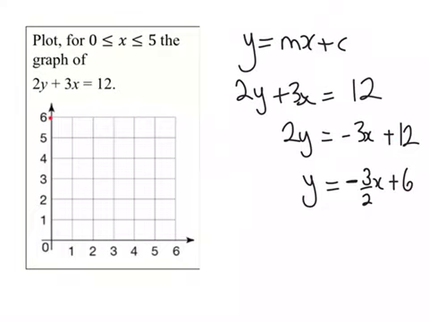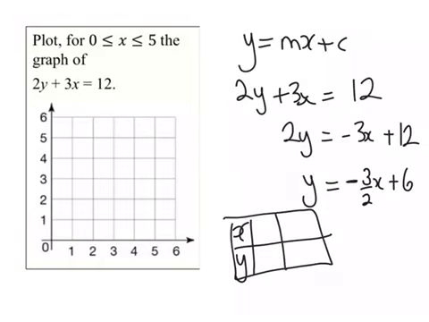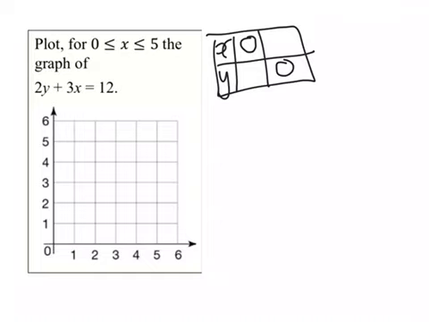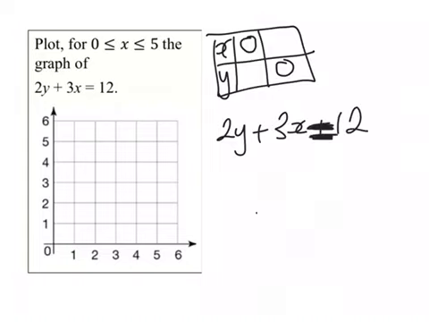so hopefully in a minute I'll find it should cross there. So I'm going to draw myself a little table, which looks a bit different from the tables I've seen before. Still going to have x and y, but I'm only going to have 2 points in it. I'm going to have the point where x is 0 and the point where y is 0. So my equation is that 2y plus 3x equals 12.